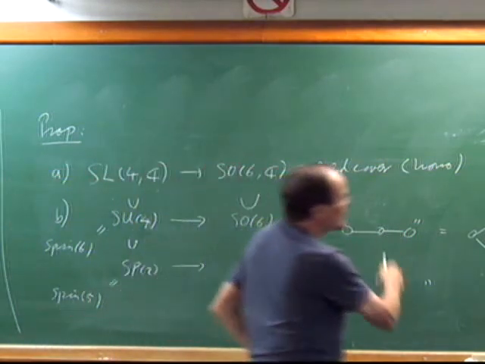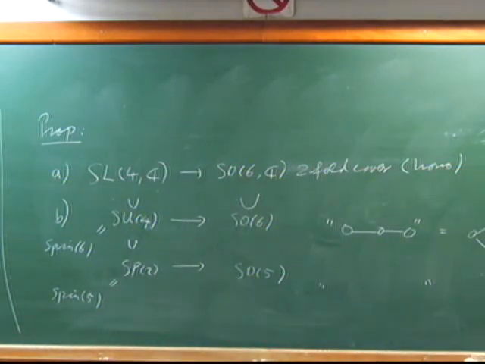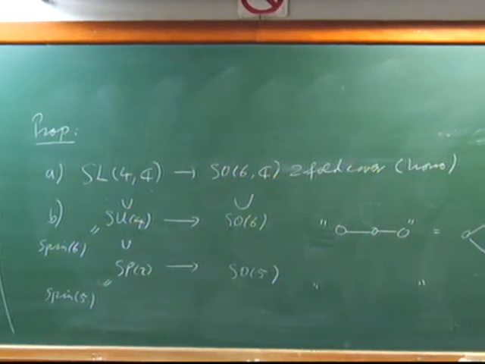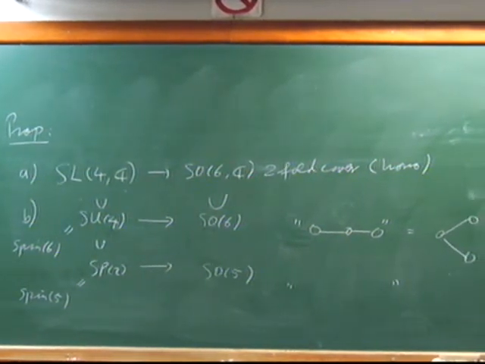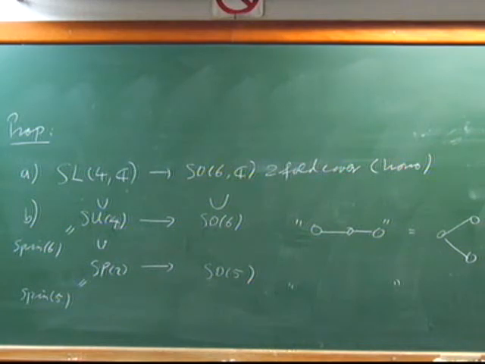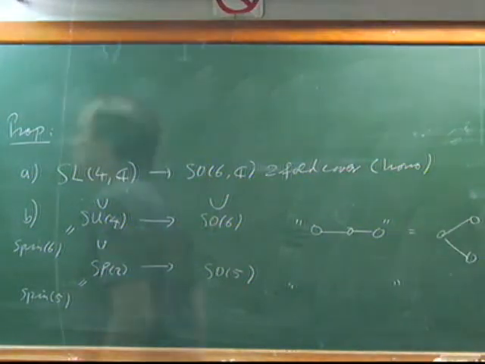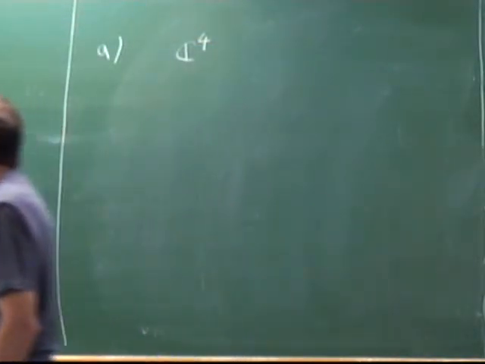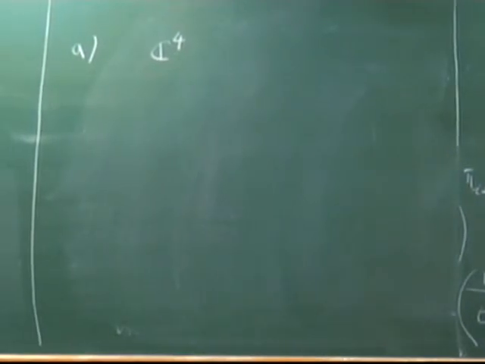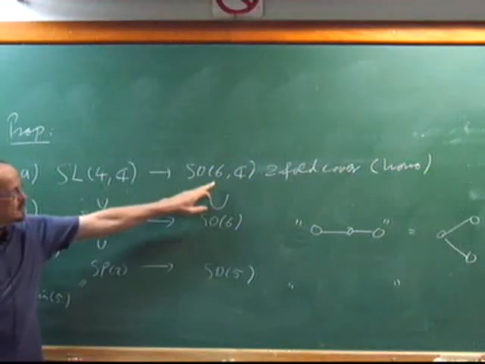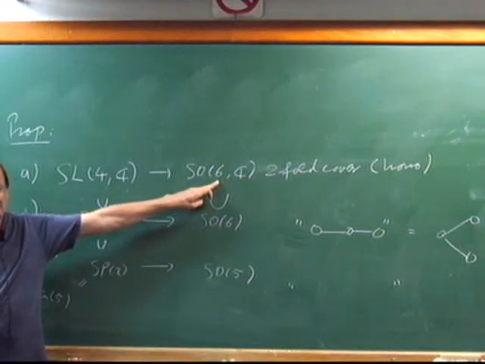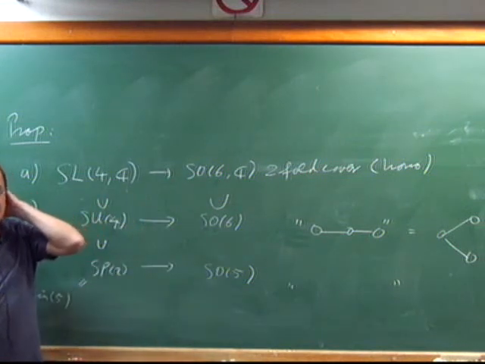I don't know whether anyone has seen it before, but there's an explicit map. That's really very nice. So let's look at A first. The other ones follow from that. So I start with C4, and of course SL4C acts on C4. It's kind of strange, right? You have to go from a 4x4 complex matrix to a 6x6 complex matrix. So how do I make a 6x6 out of a 4x4?